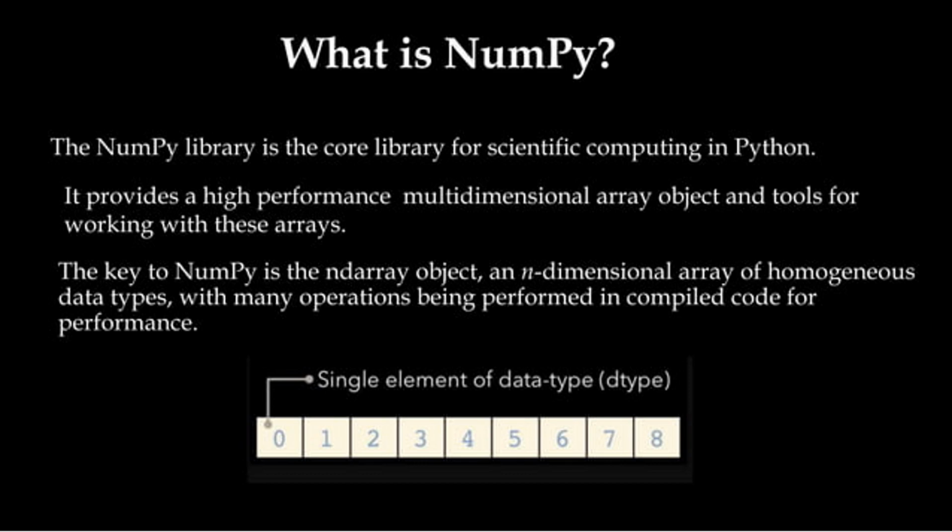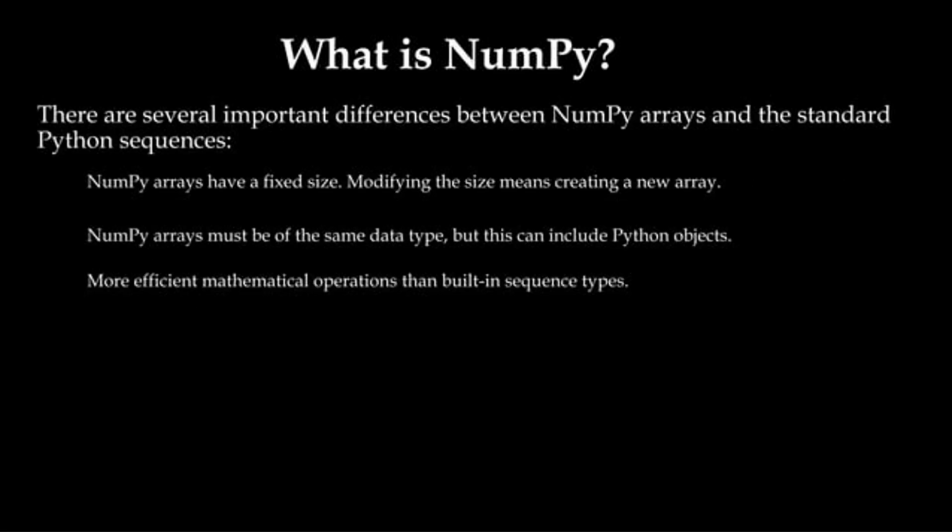Like down there is image 0, 1, 2, 3, 4, 5, 6, 7, 8. This is a single element of data type dtype. That's called dtype. NumPy is a library in Python for numbers, with a multi-dimensional array object and tools which work with arrays.